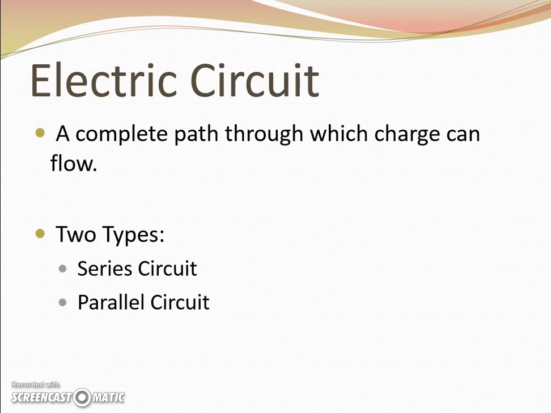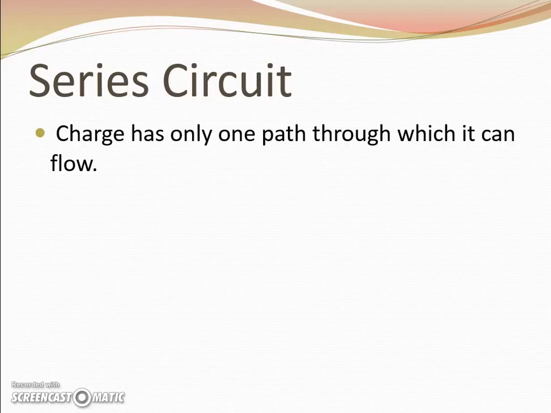There are two types of circuits: series and parallel. Series means that it only has one pathway that it can follow through, and when it's flowing through this pathway, it has to hit everything that's in that path. So for example, if you have a strand of Christmas lights from a few years ago, they would be on a series circuit.